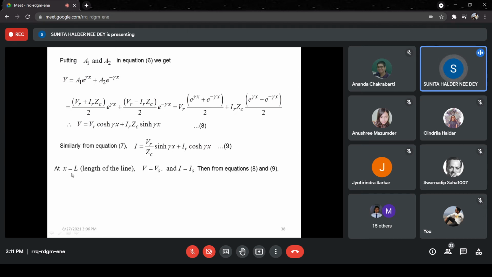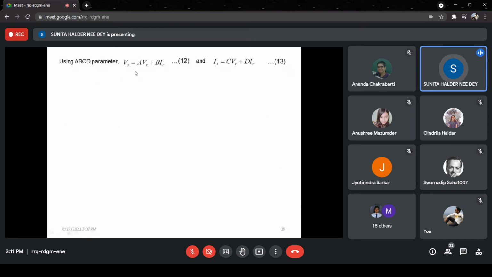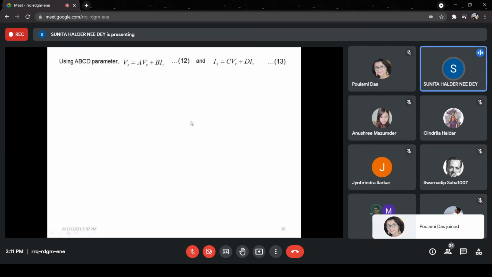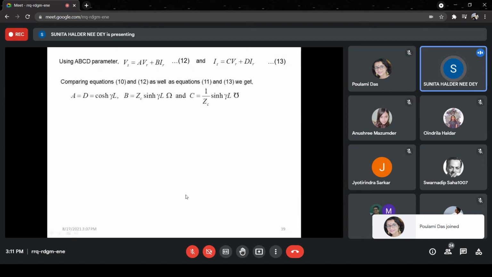Now, if x is the length of the line L, then obviously when x is the length of the line, V equal to Vs, I equal to Is. So we can write that too. This equation may be compared with the ABCD parameters of the line. So using ABCD parameters, these are the ABCD parameter expressions. From there we can get A and D equal to cos hyperbolic gamma L, B equal to ZC sin hyperbolic gamma L, and C equal to 1 by ZC sin hyperbolic gamma L.